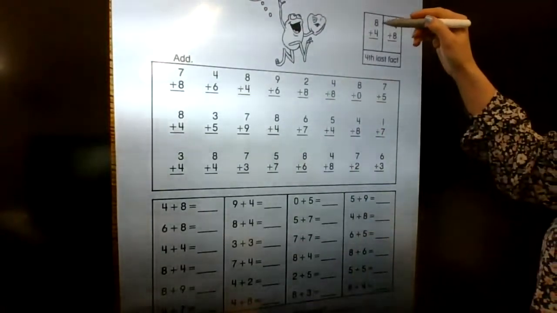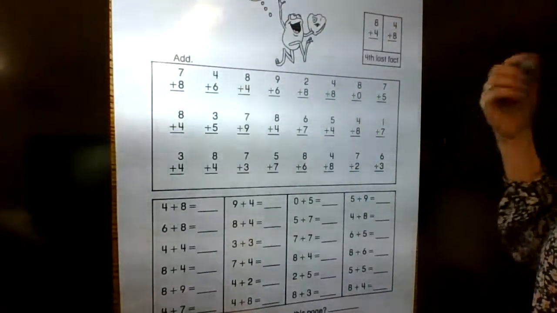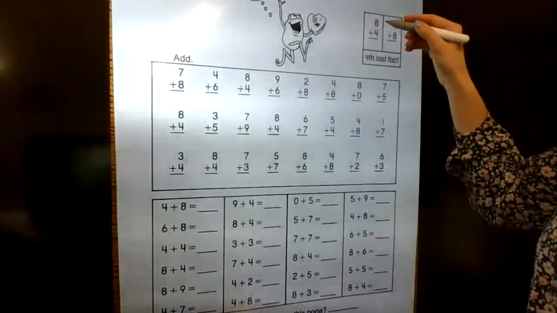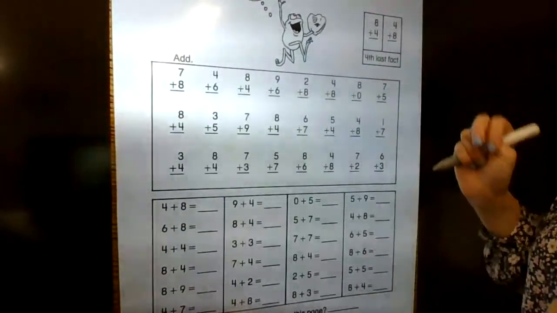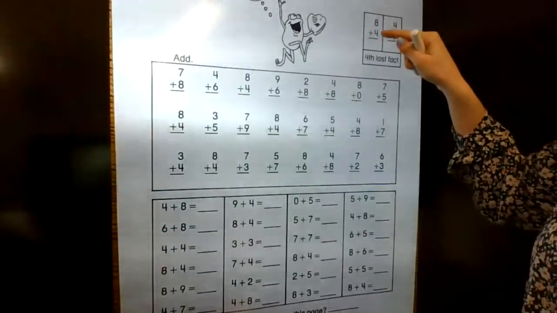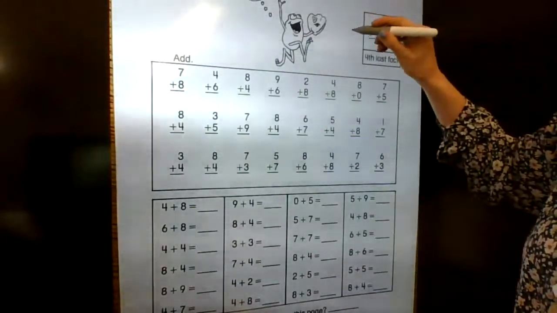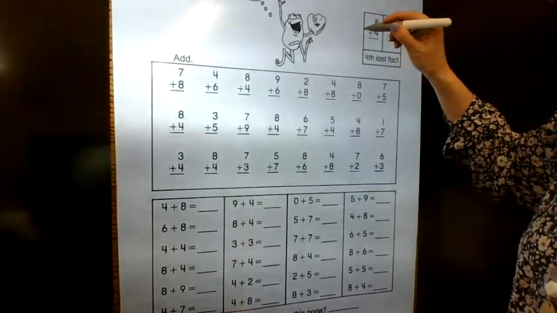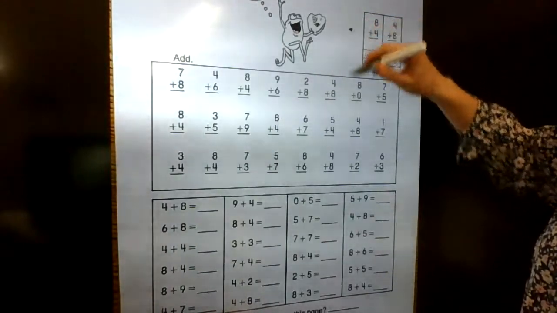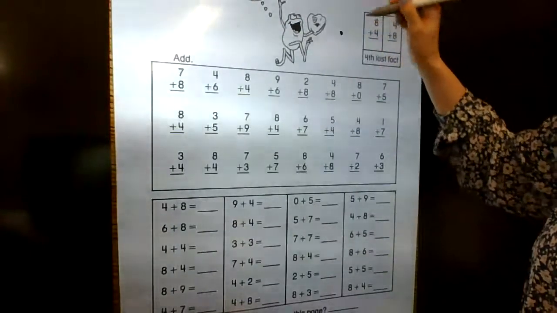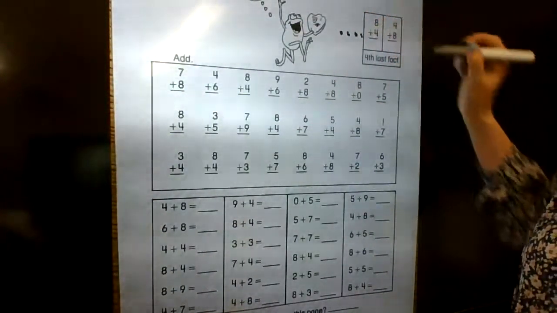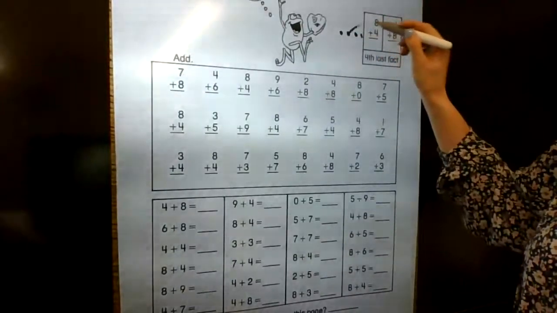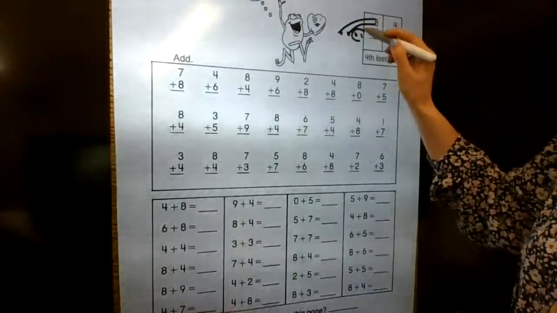So let's think about 8 plus 4 in our new way we've talked about today. How many does it take to get to 10 when you're at 8? 9, 10. 2 more. So I have to take away 2 from the 4. Remember I have 4, and I had to take 2 away to go be with 8. So I have 2 left.